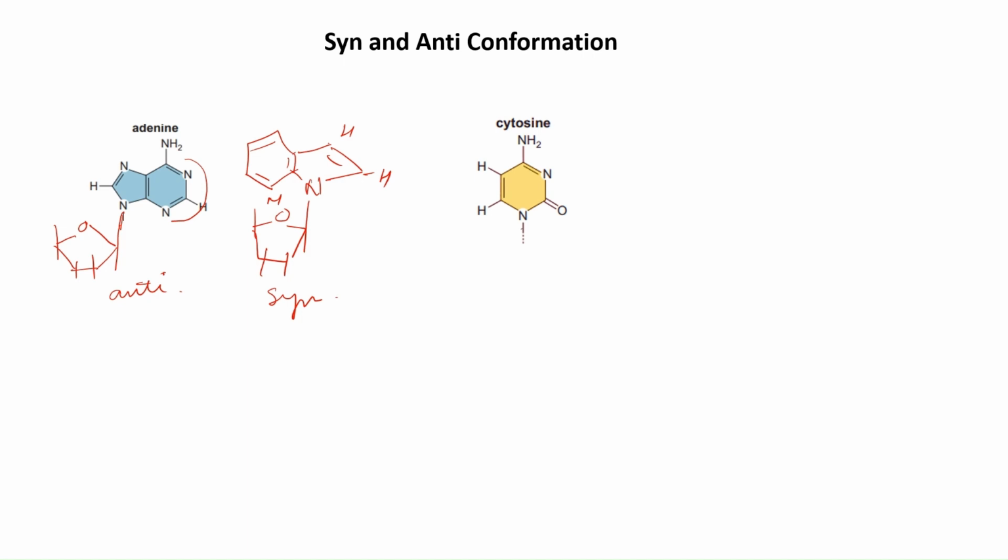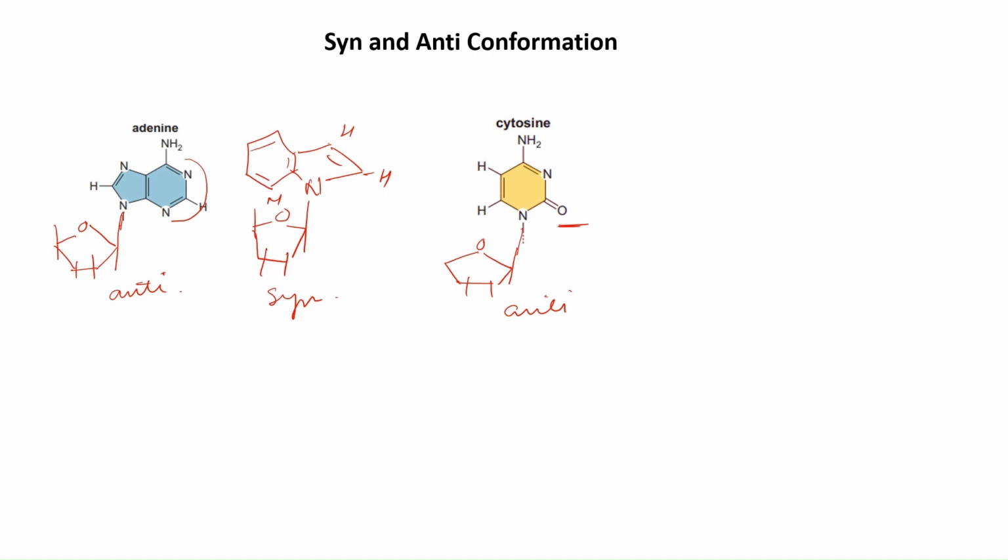Coming to cytosine, which is a pyrimidine. Now here, from this end, it is connected to ribose sugar. This conformation is the anti-conformation, where the oxygen group of the pyrimidine is on the other side of the ribose sugar.